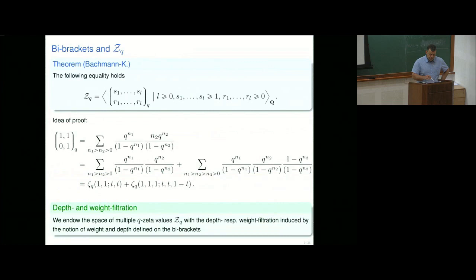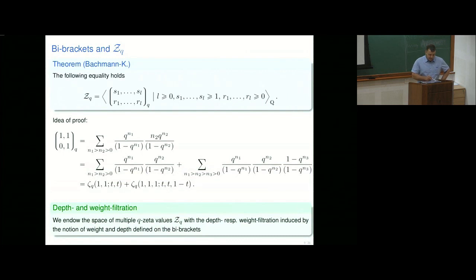Now the first result is that despite the fact that these B brackets have an a priori different look, because you have these indices occurring in this q series, you can still prove that they give you a spanning set for all these multiple q-zeta values. And the trick is quite easy. So let's make the proof by example.